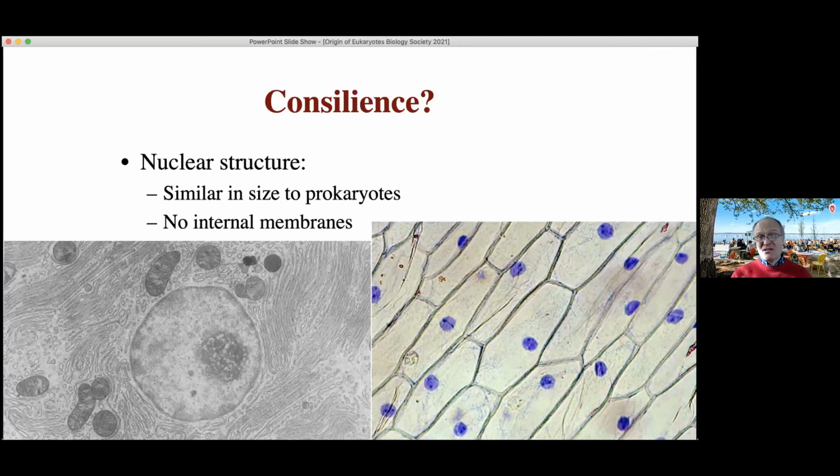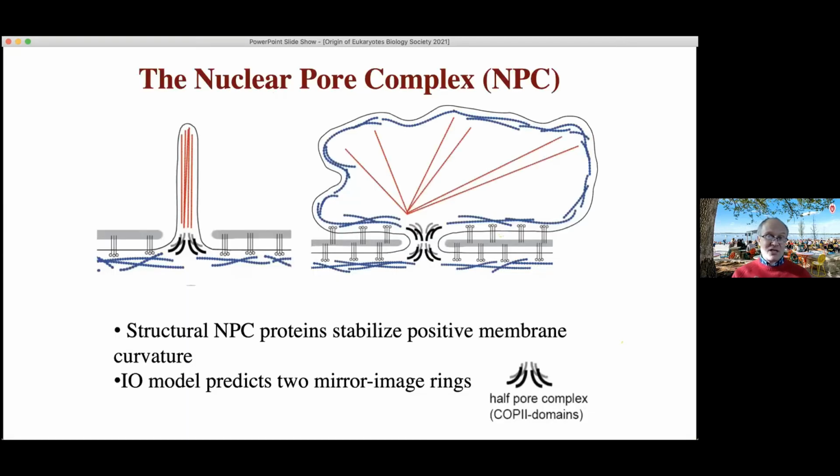And incidentally, this is really what was the first reason that I proposed this idea. I'll get into a couple more specifics, but I'm not going to spend too long on the details. There are some other features of eukaryotic cell biology that align and can be predicted from the inside-out model that are less obviously predictable from the outside-in model. So one example is the nuclear pore complex.